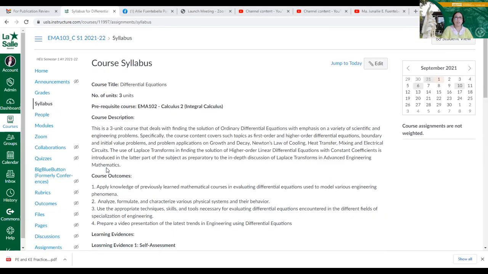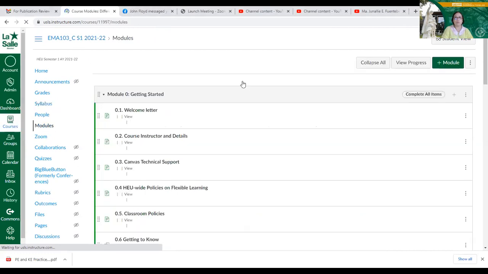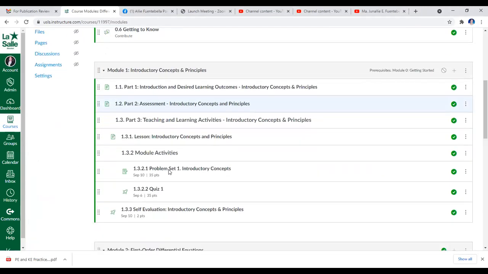And this is actually your syllabus in Canvas. So please read the syllabus so more or less you would know the coverage. Anyway, I have shown it to you already using a different course style. So now for this afternoon, I go to modules. And we'll go to the first part, which is the introductory concept. So I'll click on this.